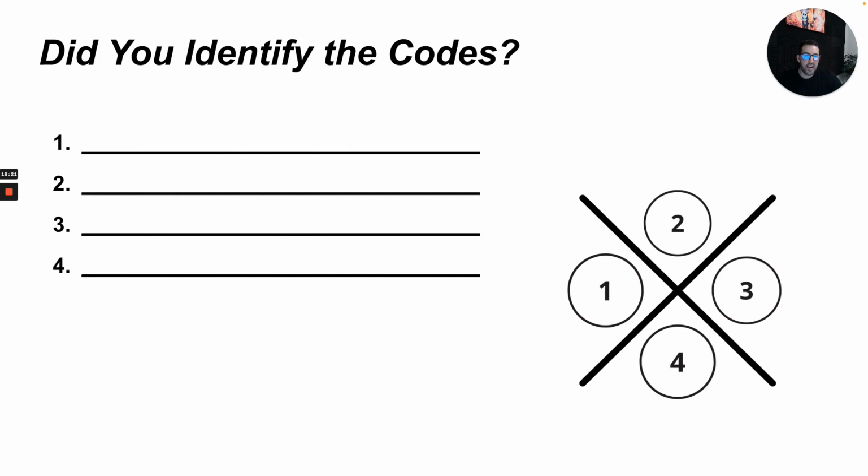Now, here is the final page here. Did you identify the codes that were at the beginning? And just as a reminder, these are the sections 1, 2, 3, and 4. If you want to list those here, if you determined what those might have been, go ahead and list them there, and I will see you in part 2.